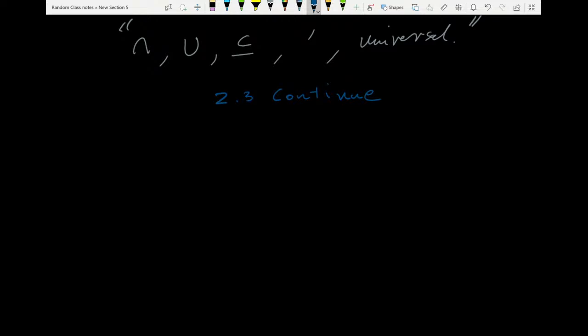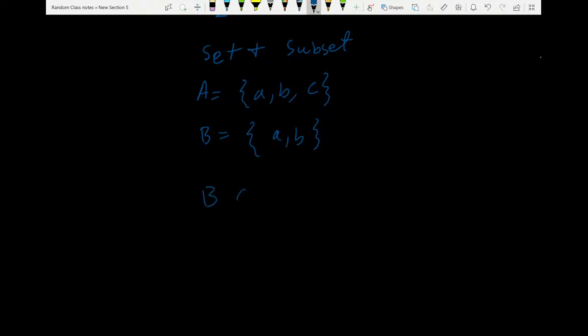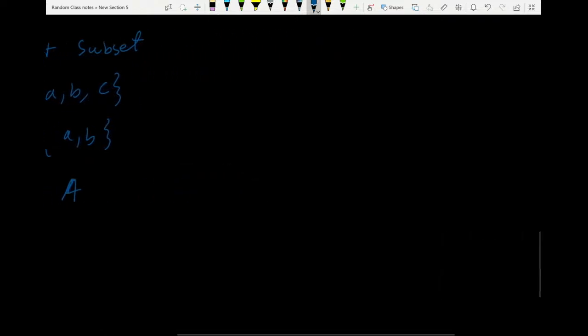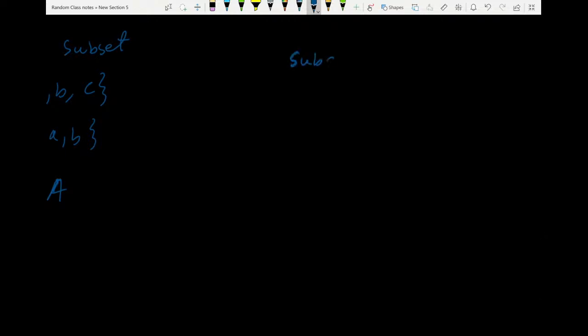All right, so we looked at set and a subset. If we say this is a set, hello Terrence, and if we call this a subset, we write it down like that. Now here's another term for it: subset and proper subset.